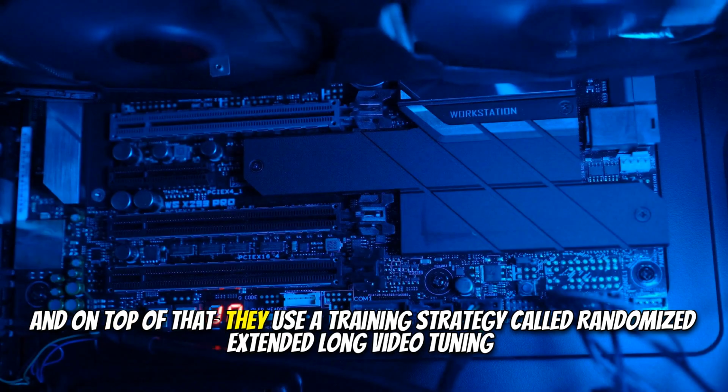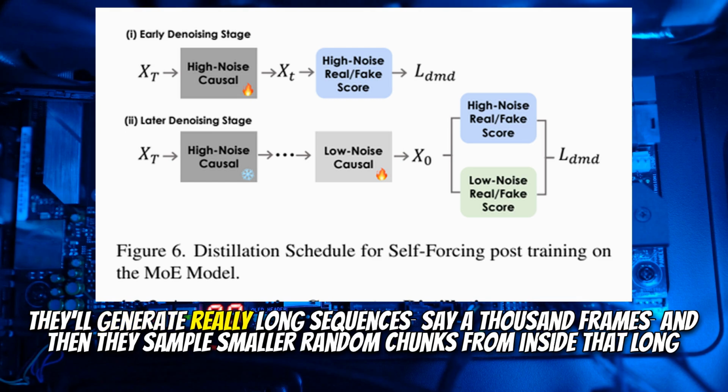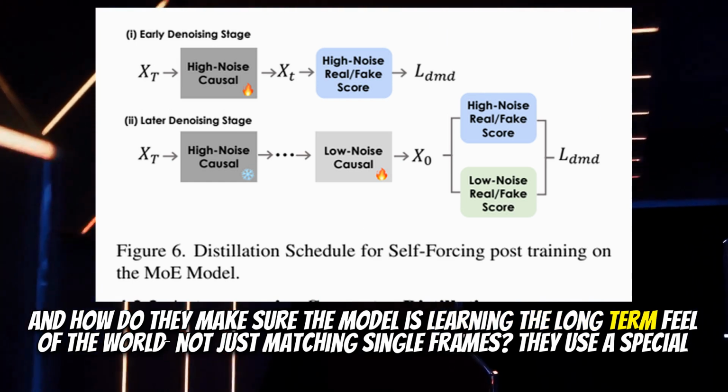And on top of that, they use a training strategy called randomized extended long video tuning. Okay, what does that add? It's about making the model robust over different timescales. They'll generate really long sequences, say 1,000 frames, and then they sample smaller random chunks from inside that long sequence to train on. And how do they make sure the model is learning the long-term feel of the world, not just matching single frames?